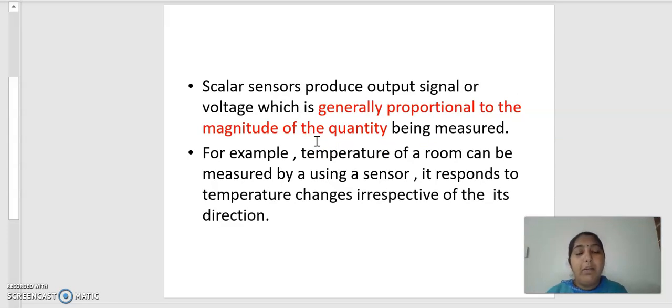Next, scalar sensors. Scalar sensors produce the output signal or the voltage which is generally proportional to the magnitude of the quantity being measured. For example, the temperature of a room can be measured by using the sensor only with respect to the temperature changes and it is irrespective of its direction.